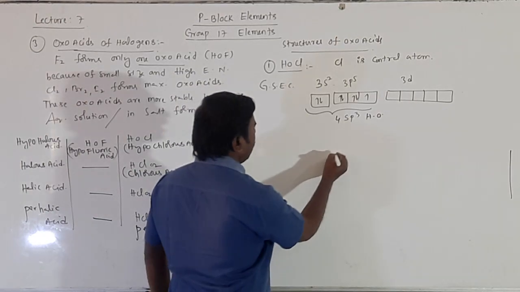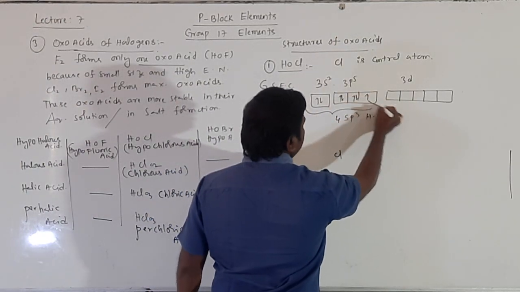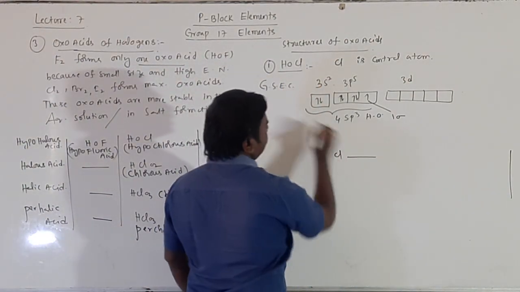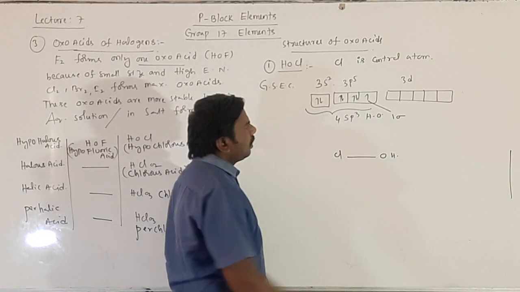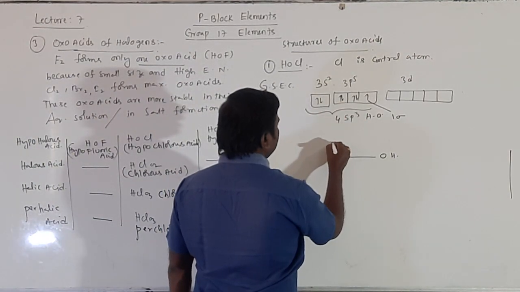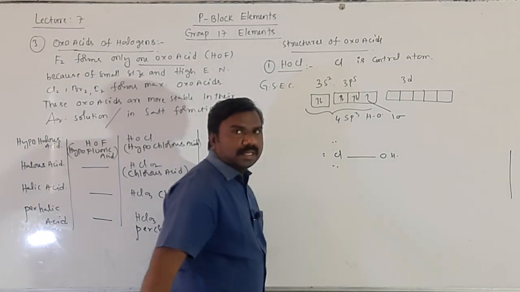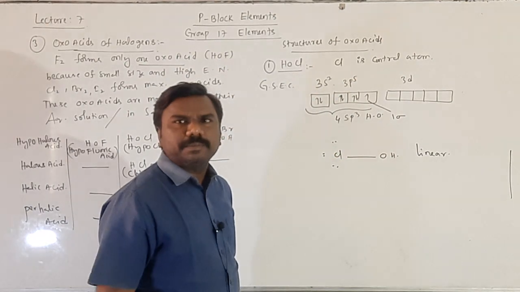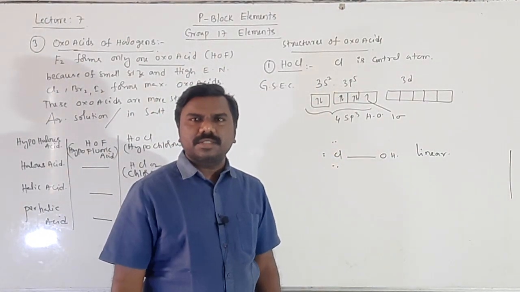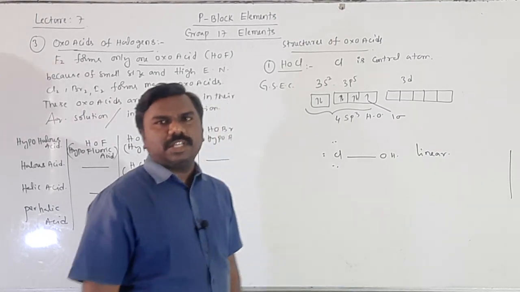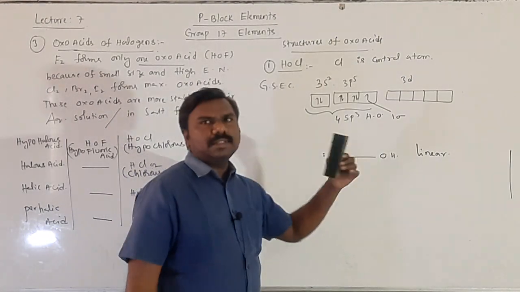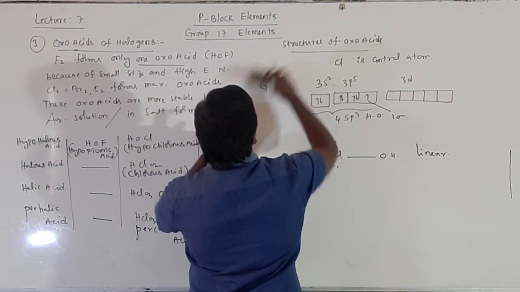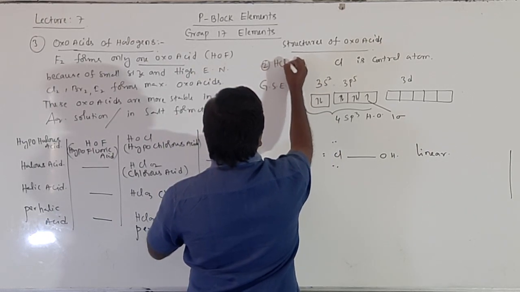So, chlorine is the central atom. Only one sigma bond formed here, only one sigma bond with OH. Remaining 3 lone pairs on chlorine. Shape is linear. Hybridization is sp3. That's it. Structure, students. It is the first compound, HOCl. sp3 hybridization, shape is linear. Leave it. Second one is HClO2.